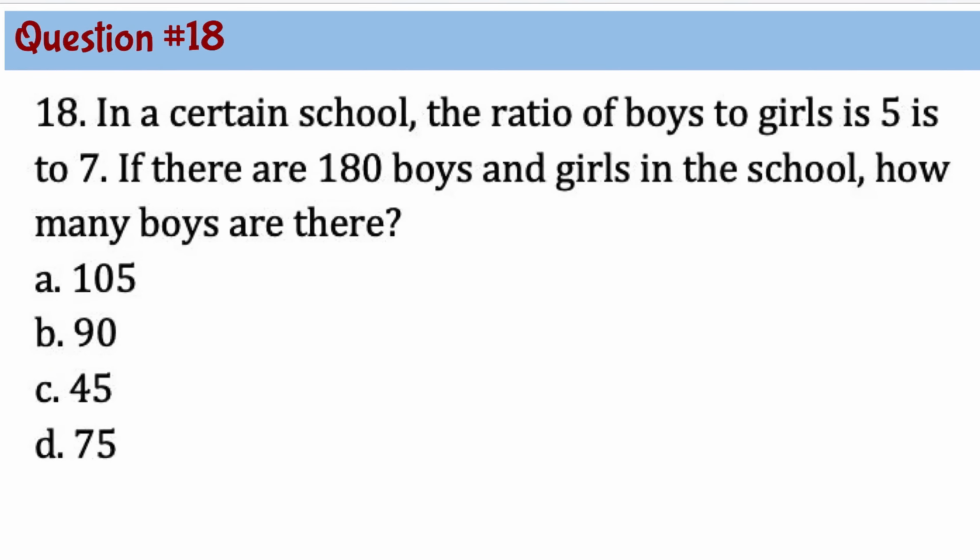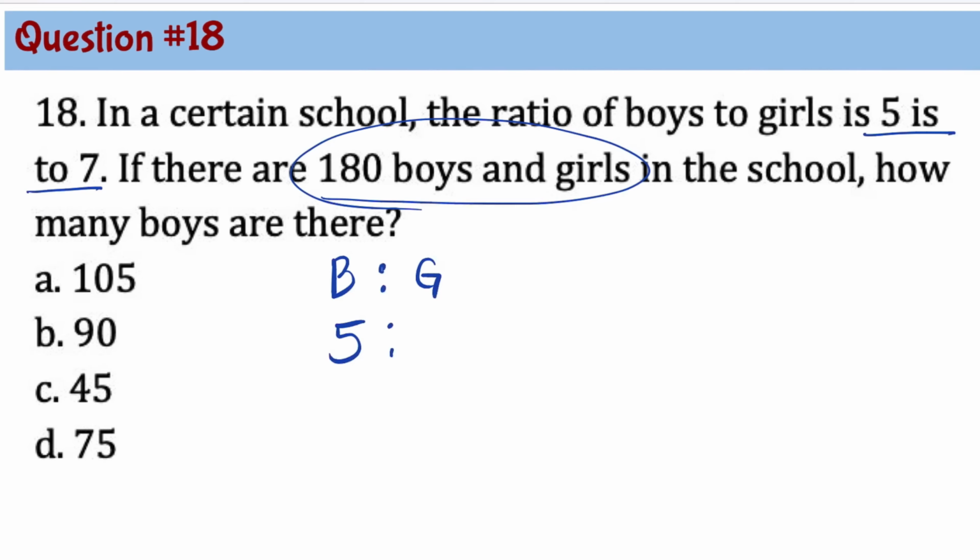Question number 18. In a certain school, the ratio of boys to girls is 5:7. If there are 180 boys and girls in the school, how many boys are there? So this type of question, first is to think about the ratio of boys to girls. And in this problem, the ratio is 5:7. Now, what's the ratio of this to the total? Means combination of boys and girls. So if you add the 5 and 7, that's going to be 12 total.